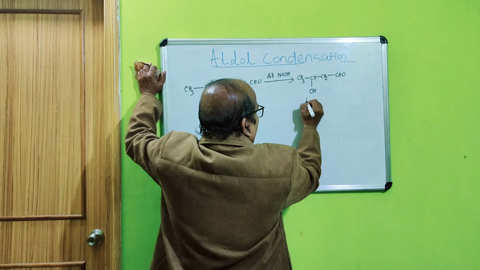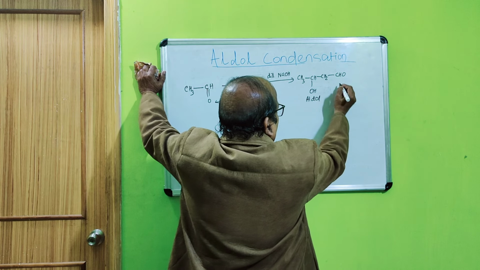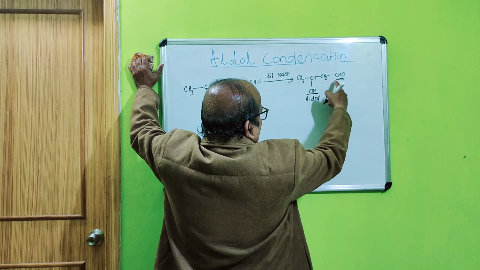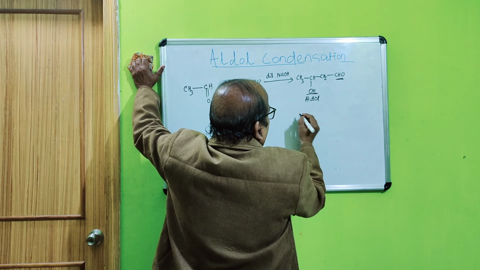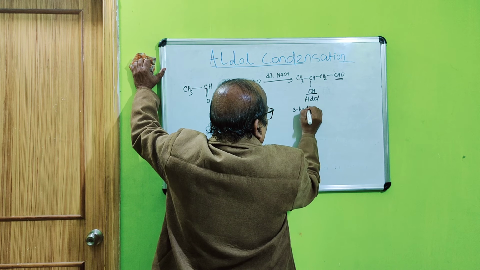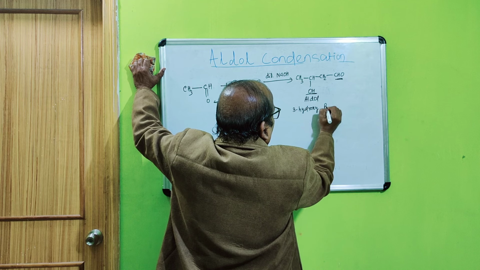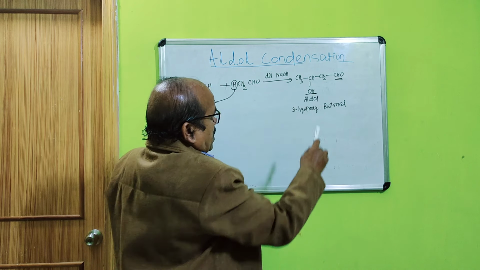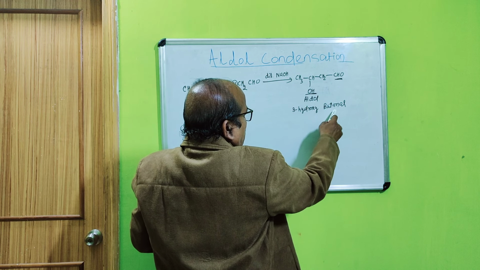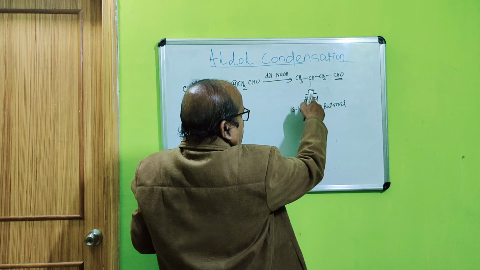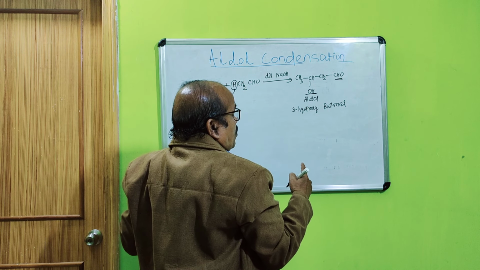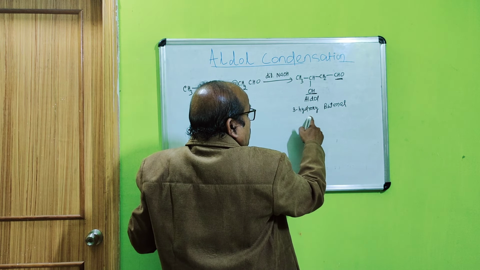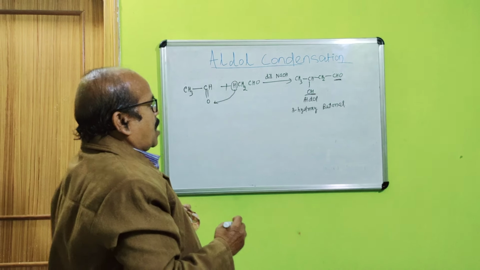this is an aldol, because it contains one aldehyde group and one alcohol group. And the name of the compound is 3-hydroxybutanal. This is the aldehyde group, 1, 2, 3, 4, so it is butane, hence the name of the compound is butanal. And at the 3 position there is one hydroxyl group, so 3-hydroxybutanal. This is an aldol.